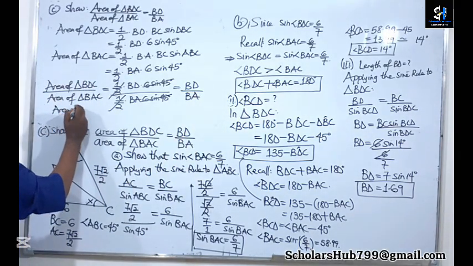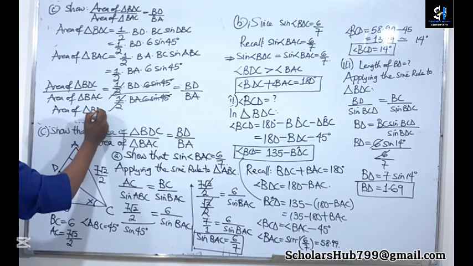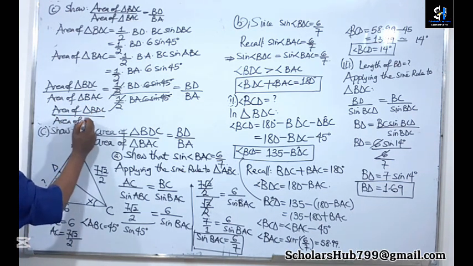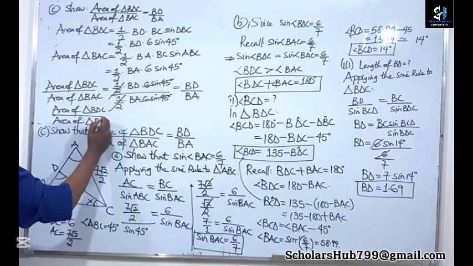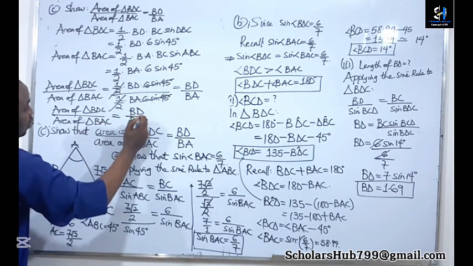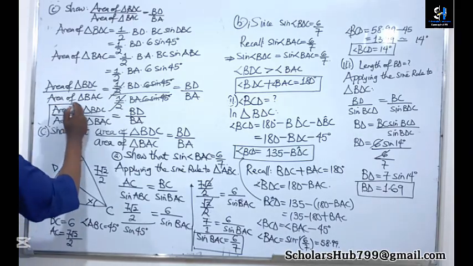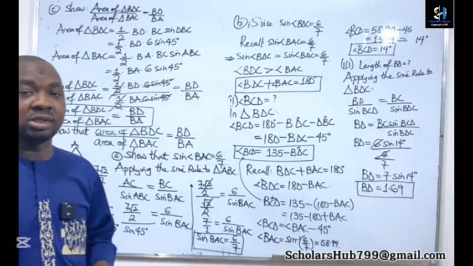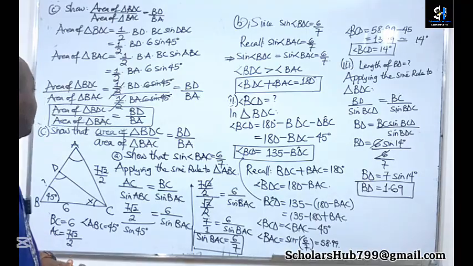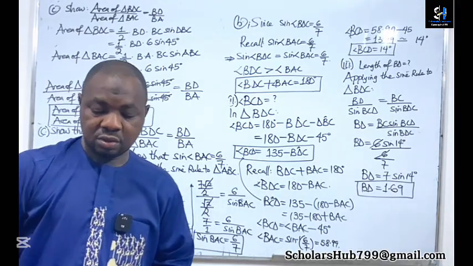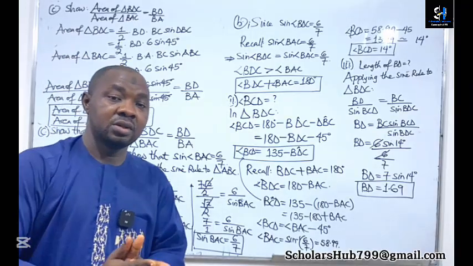So therefore, the area of triangle BDC divided by the area of triangle BAC is equal to BD over BA. So we have just shown that the ratio of the area of triangle BDC to the area of triangle BAC is equal to BD over BA, that is side BD divided by side BA.